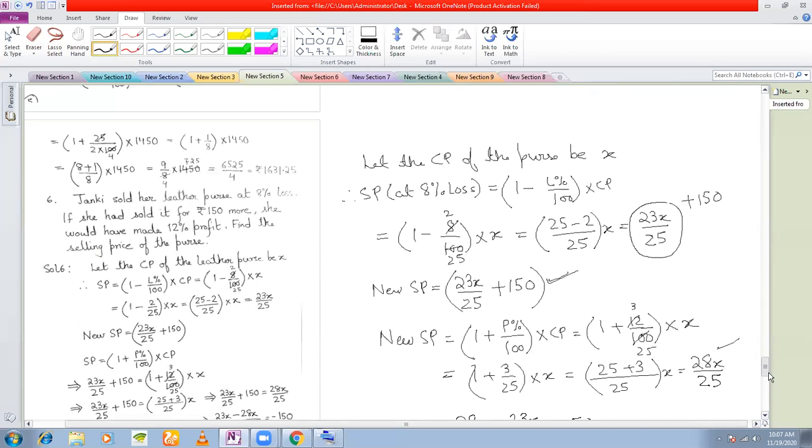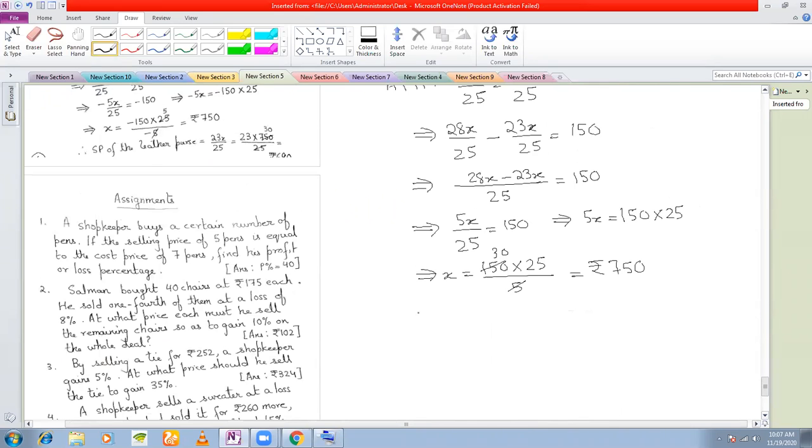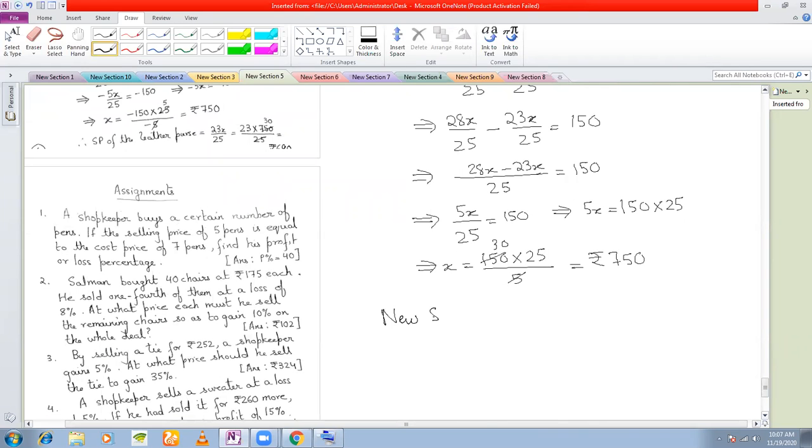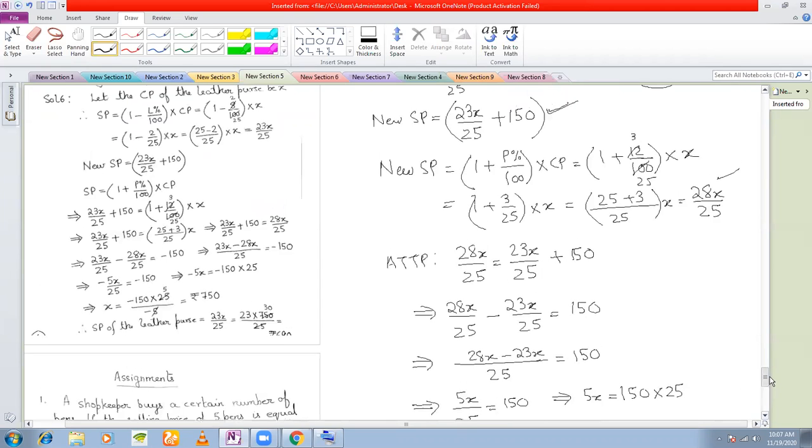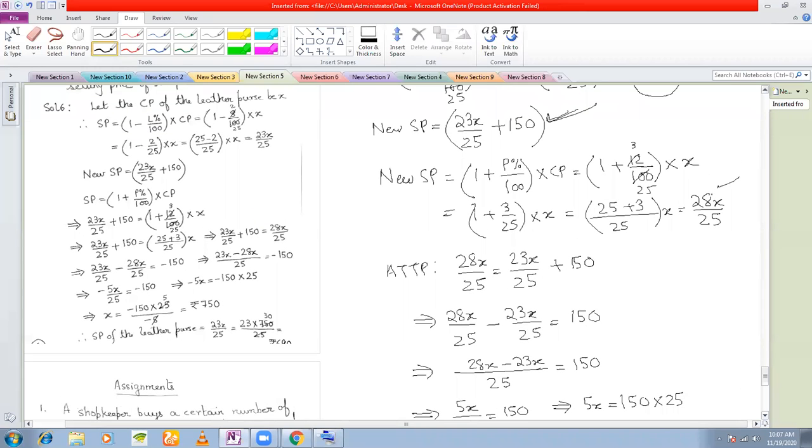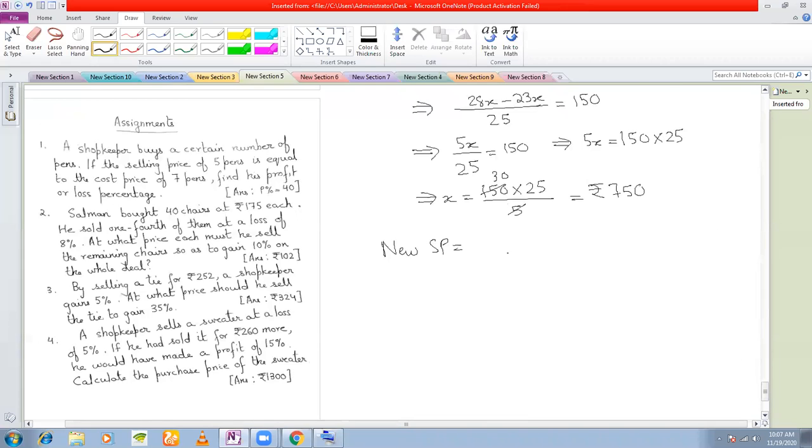And let's see what the question is. The question is find the selling price of the purse. So what is the new selling price? You can either put it here or here also. Let us put it in the 28x by 25. This will be easier to calculate. 28 into 750 comes to 840. So that is how you calculate.